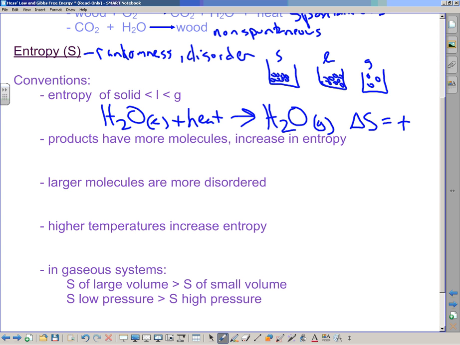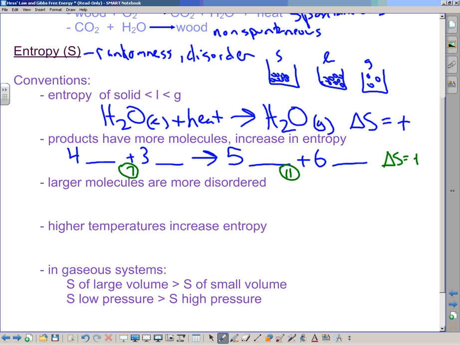The second one, products have more molecules, creates an increase in entropy. So let's say we had 4 of some chemical and 3 of some other chemical. We brought them together and made 5 of some chemical and 6 of another. Okay? We can literally add up these molar ratios, just like we did in the gas unit. 7 moles on this side, 11 moles on this side. If we've created more molecules on our products, what have we done to the entropy? Increase the entropy. So again, the delta S here would be positive.